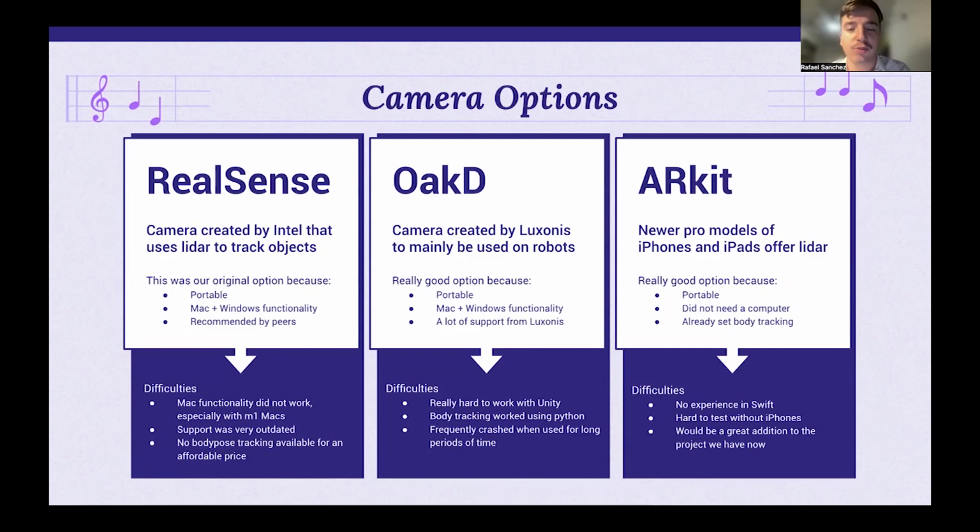After having trouble with the cameras, we experimented with Apple's ARKit. It's basically their library that uses the LiDAR sensors on newer Pro models of their iPhones and iPads to track things in 3D space. It would have been a really good option because it was portable and a lot of people have iPhones, but it was not a good option for us because none of us have much experience in Swift, and not many of us have Pro model iPhones or iPads to be able to test our eventual application with.